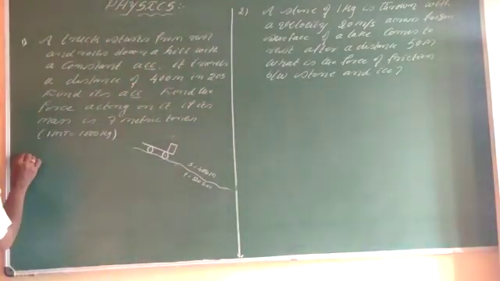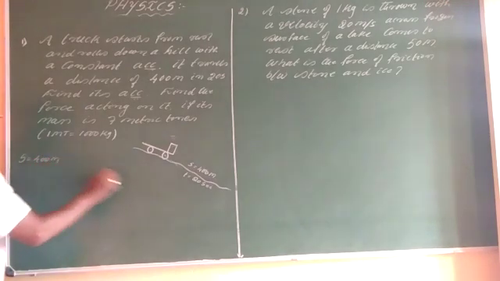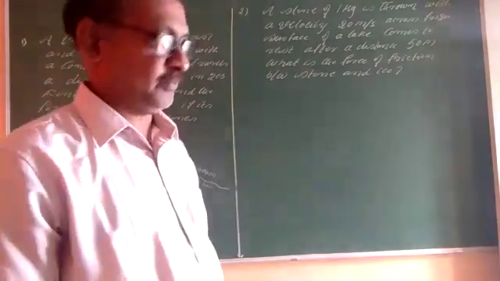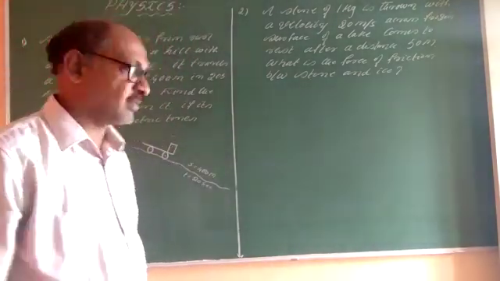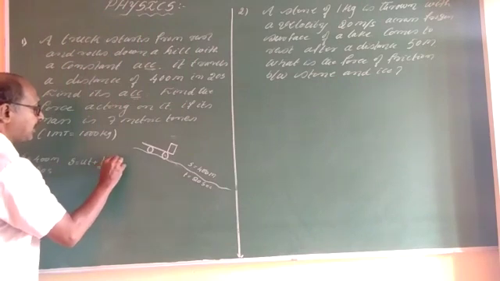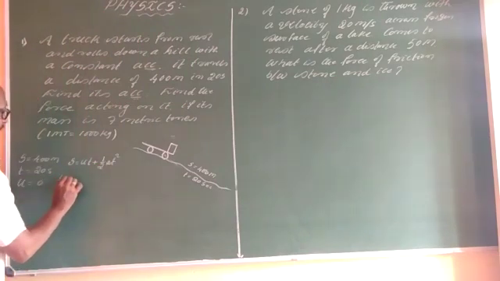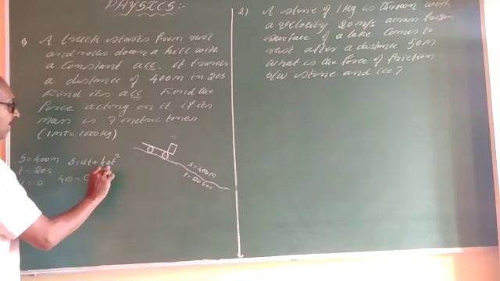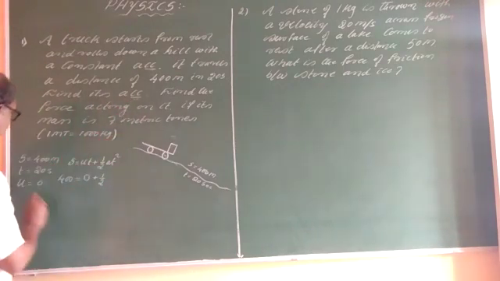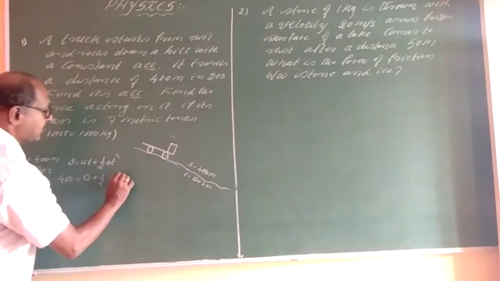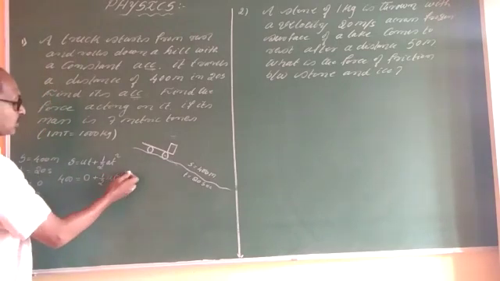Now S is given, S is equal to 400 meters, and the time is t equal to 20 seconds. And u is equal to 0. The initial velocity of that body we don't know, so we can consider it as 0. Now we already know that S is equal to ut plus half at square. So 400 meters is equal to u is 0, so the entire thing becomes 0 plus half into a, which we require to find, into t, which is 20 square.